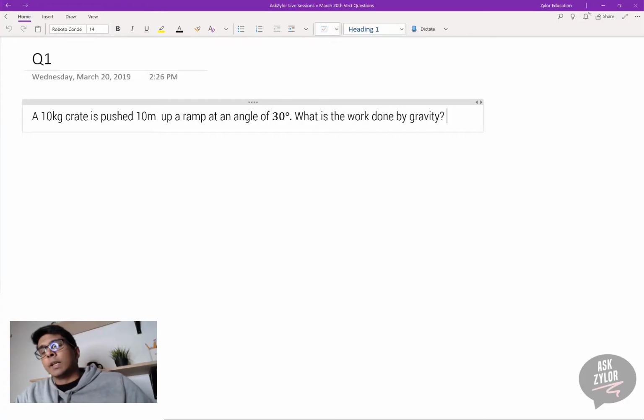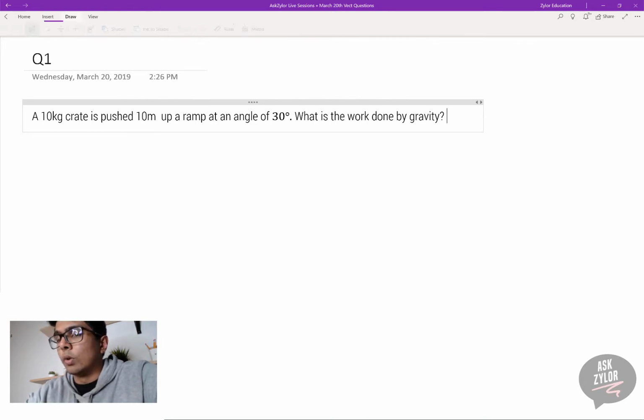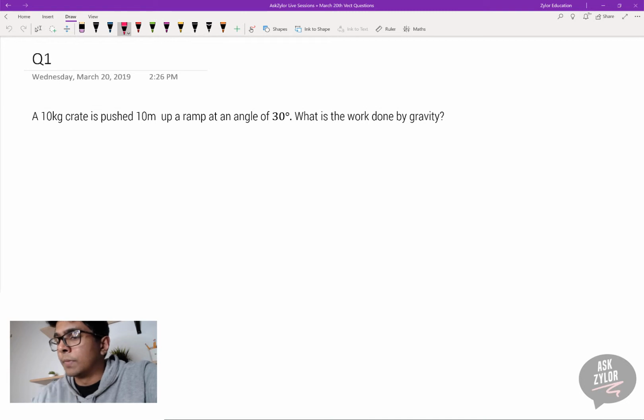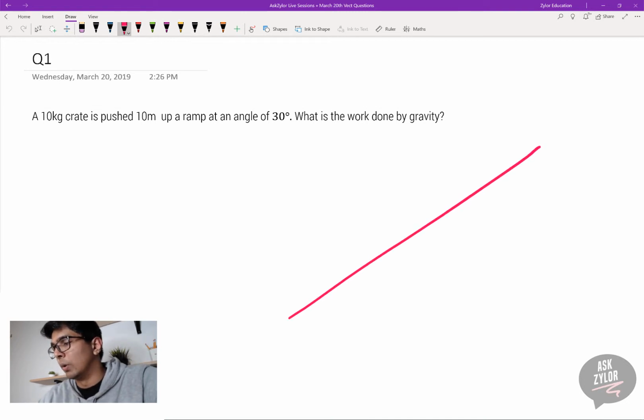So we're going to go ahead and get started with the first question. This question is saying we have a 10 kilogram crate that is pushed 10 meters up a ramp at an angle of 30 degrees. What is the work done by gravity? So we'll go ahead and draw a simple diagram just to show what we're dealing with.